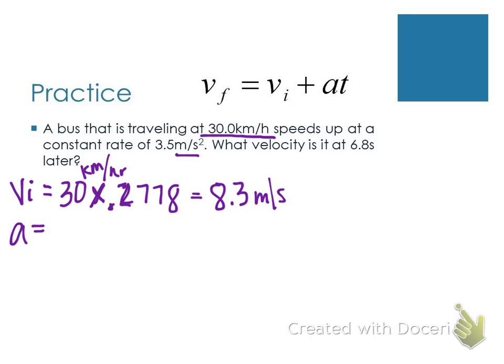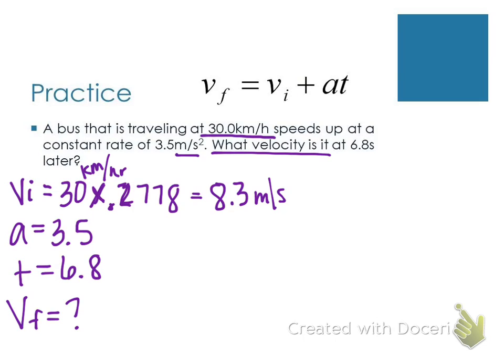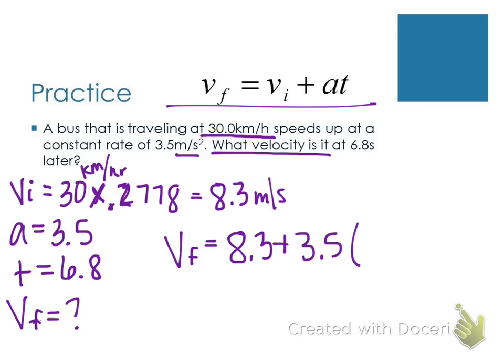So acceleration is equal to 3.5. Our time is equal to 6.8. Okay, so that means we're solving for what? Velocity final? That's right, velocity final. I like to just put a question mark so I know what I'm solving for. I know what I have, I know what I don't have. So we can use this first equation. Velocity final is what I'm solving for: velocity initial, 8.3, plus 3.5 times 6.8.